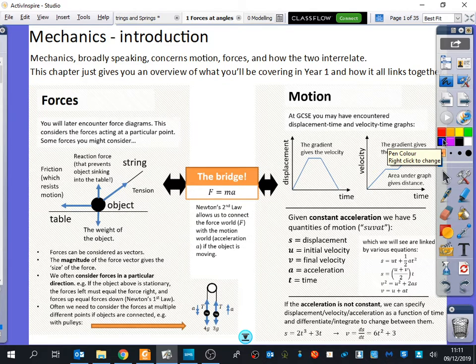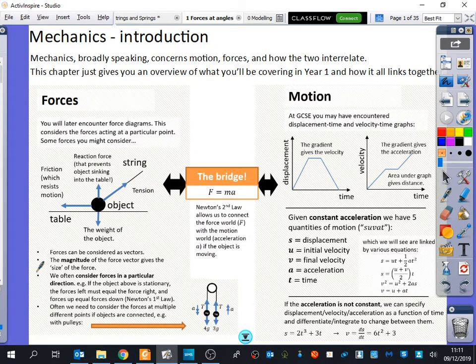So one of the things that we're going to be looking at, and force is actually where we begin in year 13, is we're going to be thinking about how forces interact with different bodies, different particles. And it says here that you will encounter force diagrams. This considers the forces acting at a particular point. Some forces that you might be considering, so you've got your object, you might have weight, reaction force, friction, string, tensions, all of that kind of stuff.